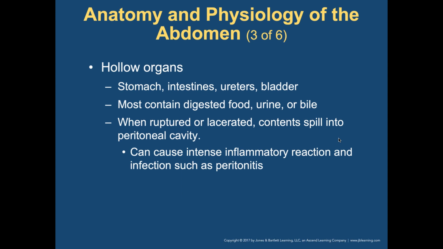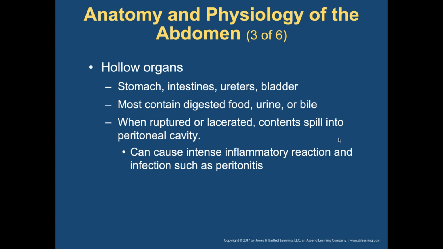You want me to say that again? So it's the stomach, intestines, ureters, and the bladder. Most of these organs contain food that is in the process of being digested, urine that is being passed through the bladder, or bile, and when ruptured or lacerated, the contents spill into the peritoneal cavity. So you know that you have feces or food within the cavity.